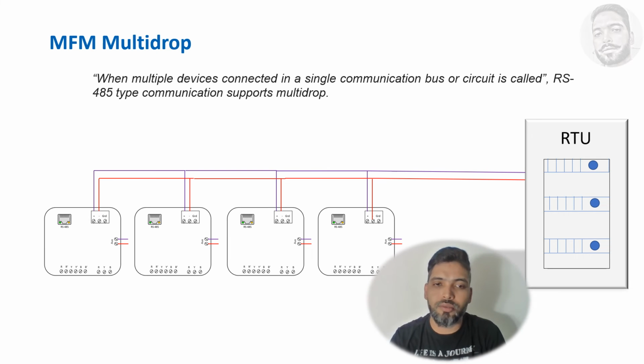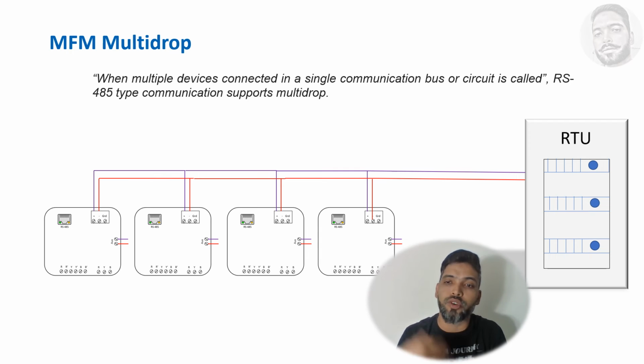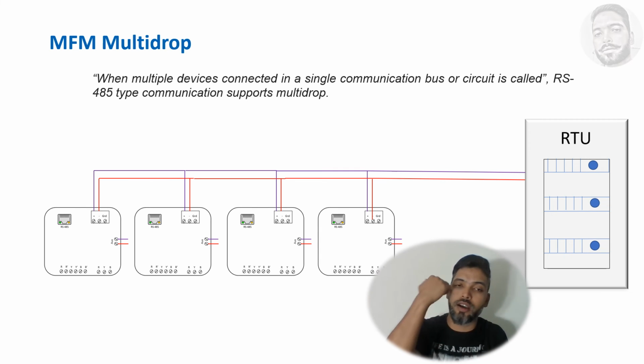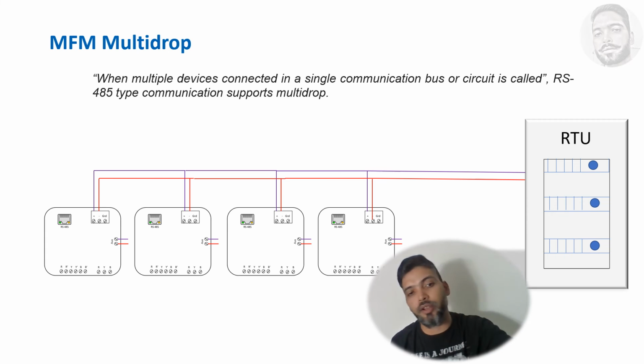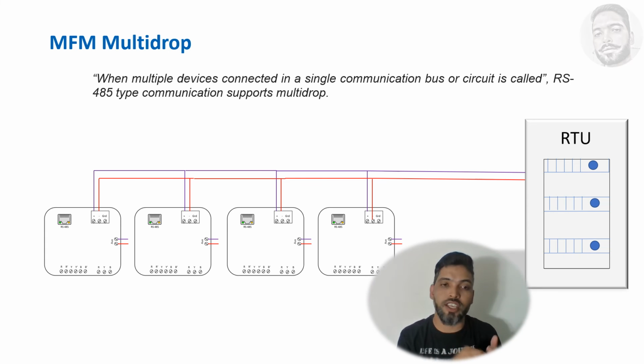What else you can do here is take those signals like current, voltage, and everything, and configure them in your RTU file. So there is no need to configure anything in your multifunctioning meter. The multifunctioning meter's work is done. You just have to give your slave address.